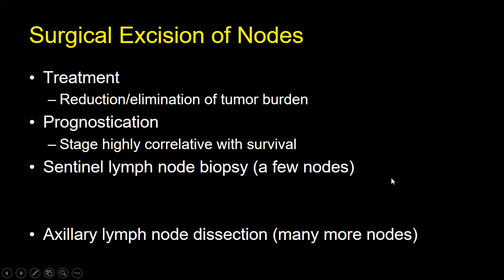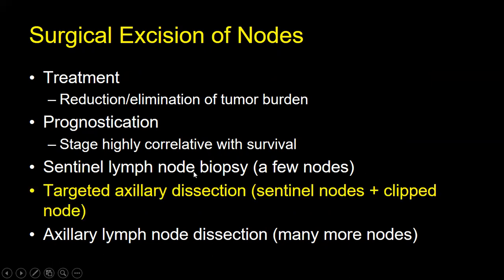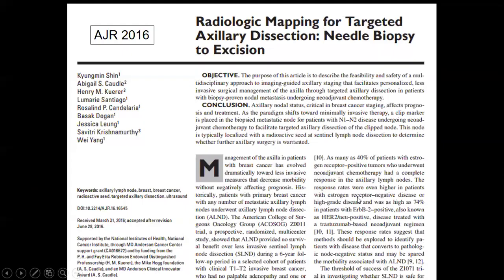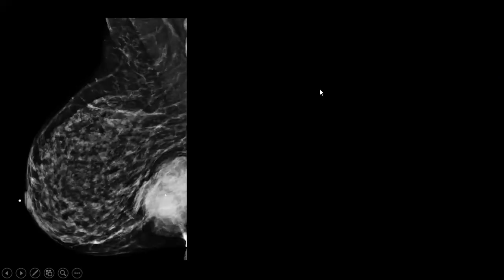Now, there is a little bit of a newer technique, which is somewhere in the middle between a sentinel lymph node biopsy and an axillary lymph node dissection, and that's called a targeted axillary dissection. That's basically the surgeon excising the sentinel lymph nodes plus that clipped node I showed earlier. And that is increasingly performed in the setting of patients who get neoadjuvant chemotherapy. Indeed, in our institution, we wrote a review article in 2016 on our methodology, radiologic mapping for targeted axillary dissection: from the needle biopsy to excision is the title. And let me show you a case from our practice.